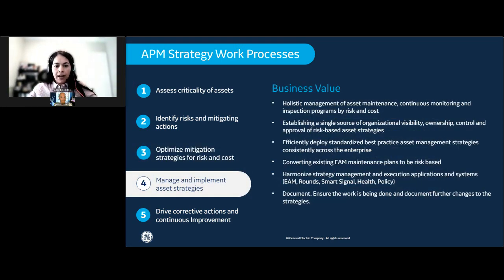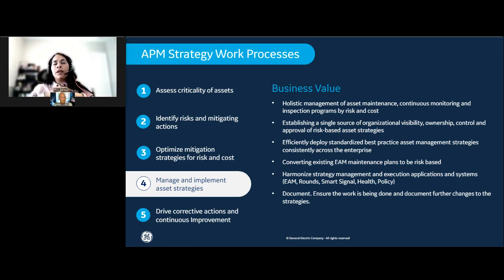Okay, when we have established a sustained and effective risk-based maintenance program across the enterprise, the next step is really important because we need to manage and implement this program for our asset. We need to consider the different sources that you or the customer have in place, and harmonize this strategy management in the different systems you have for execution, and at the end have an output that can help the user to identify and continue the cycle.